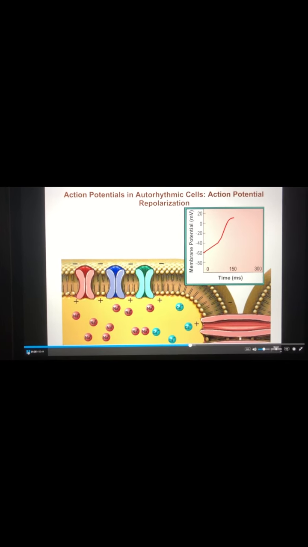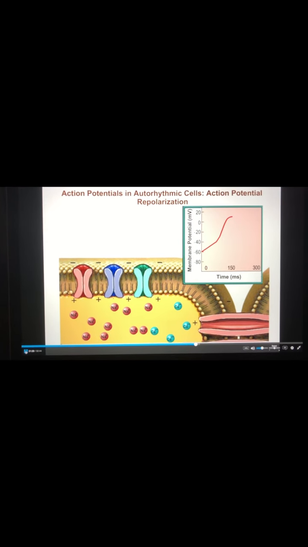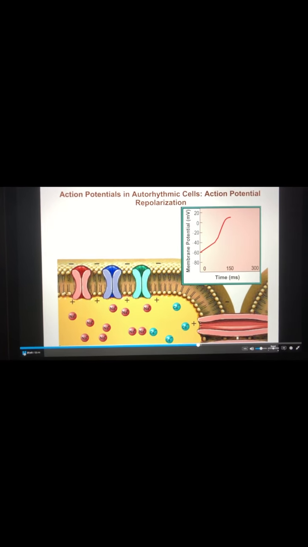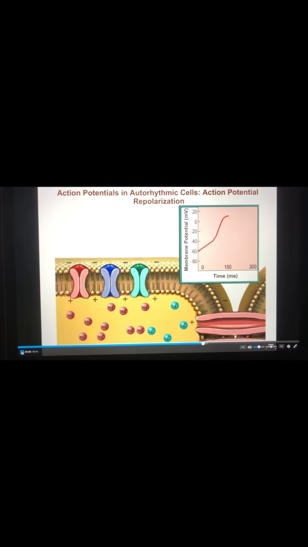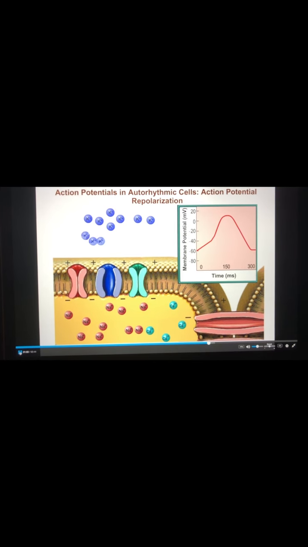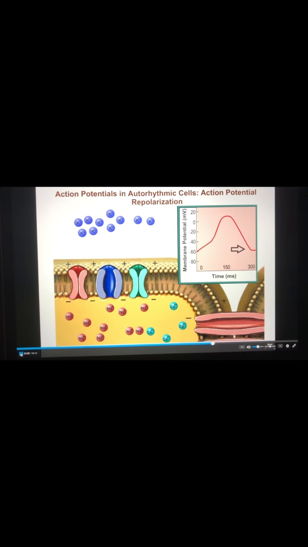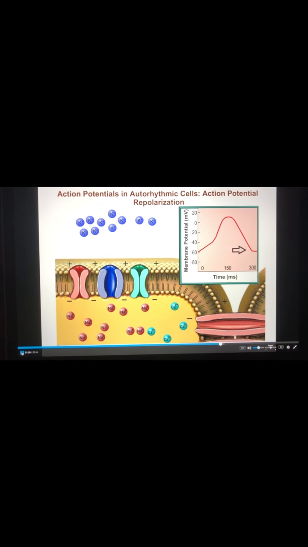This reversal of membrane potential triggers the opening of potassium channels, resulting in potassium rapidly leaving the cell. Let's observe the potassium efflux and the resulting repolarization. The potassium efflux produces repolarization, bringing the membrane potential back down to its resting level.